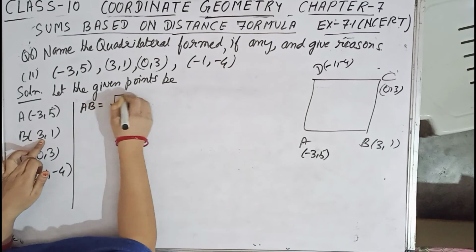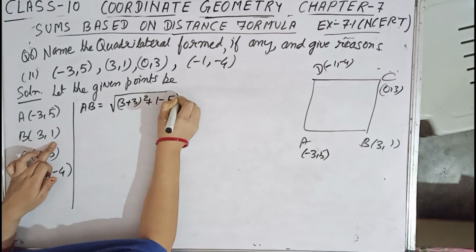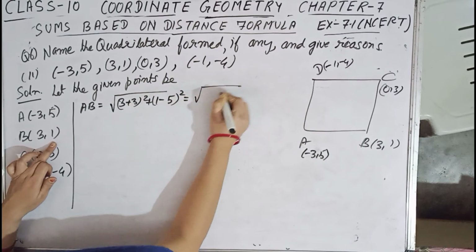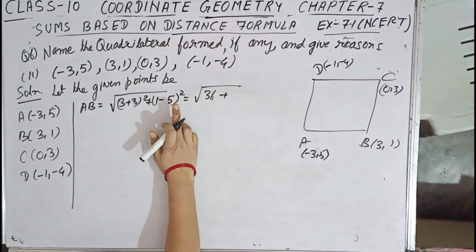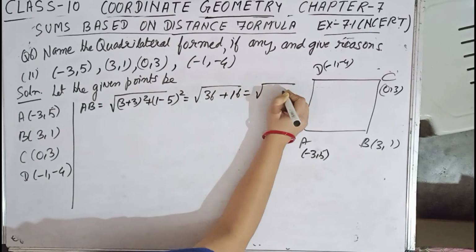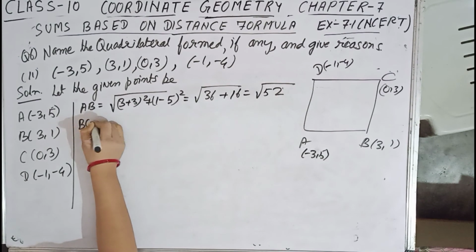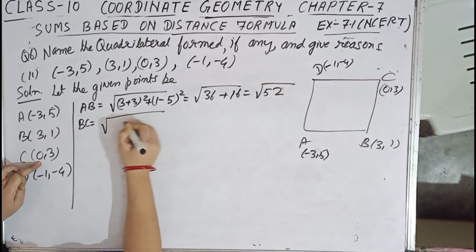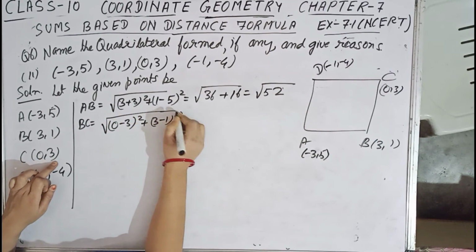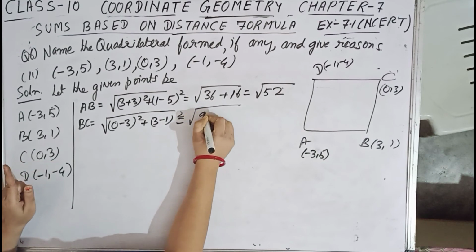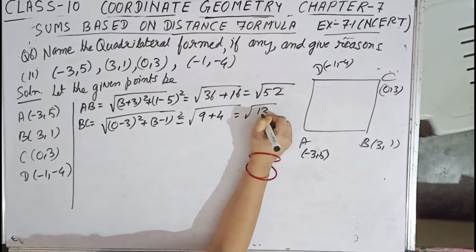Now, AB equals the square root of (3 plus 3) square plus (1 minus 5) square, equals 3 plus 3 is 6 and 6 square is 36. 1 minus 5 is minus 4, minus 4 square is 16, and this will be the square root of 52. BC is equal to the square root of (0 minus 3) square plus (3 minus 1) square. So this will be minus 3 square is 9 and 3 minus 1 is 2, 2 square is 4, and this is the square root of 13.